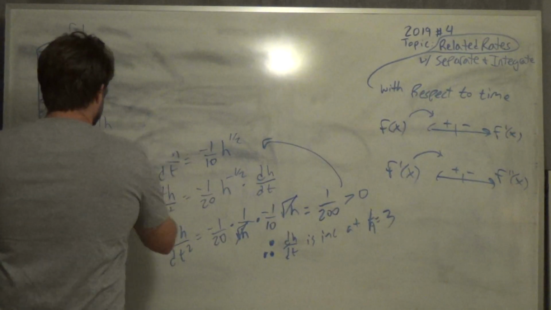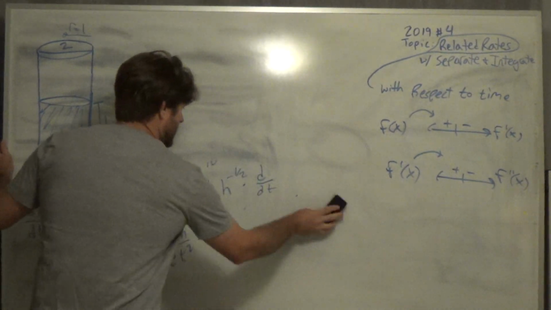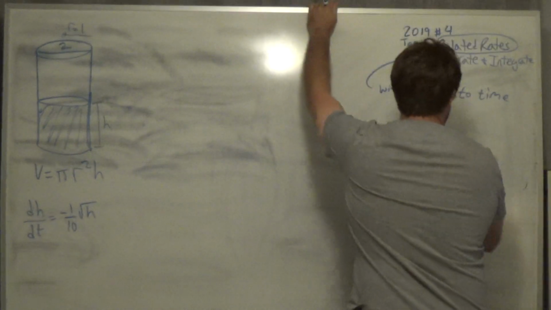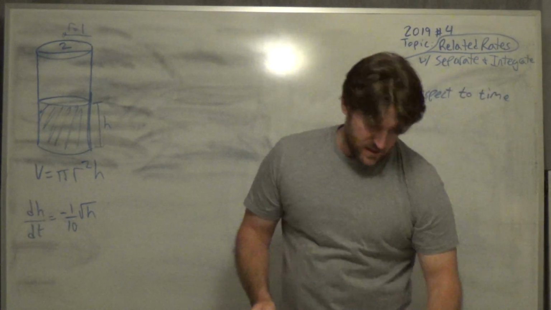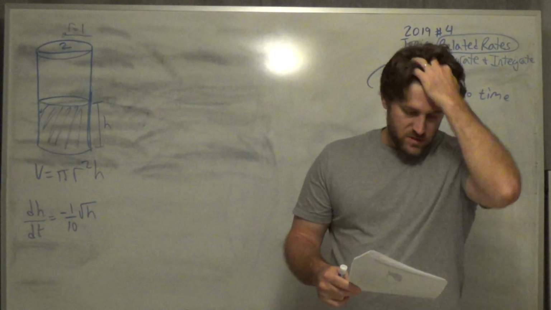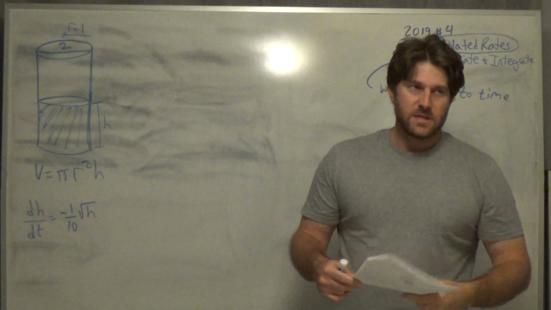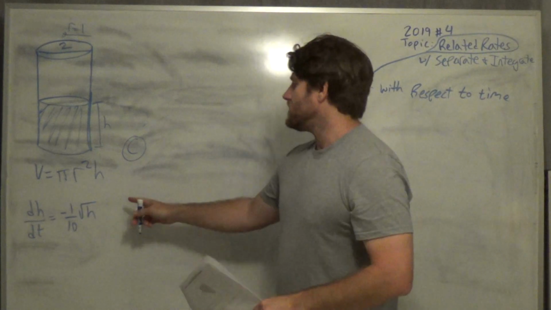And now we're going to go to part C, which is a separate and integrated question. So at time equals 0 seconds, the height of the water is 5 feet. Use separation of variables to find an expression for h in terms of t. So this is part C, and we're going to be using this.